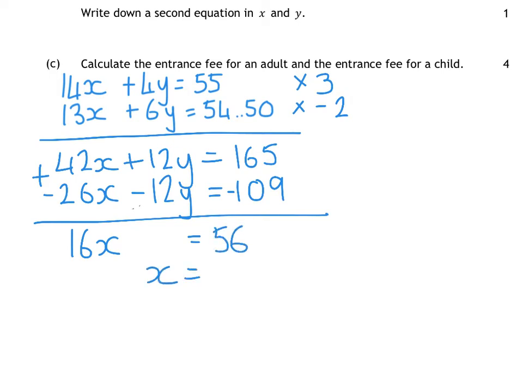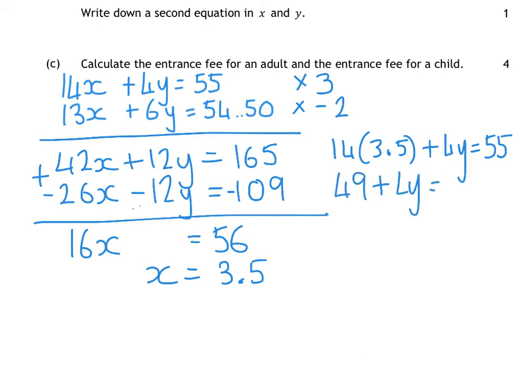Divide 56 by 16, and you get 3.5. Now normally you think, oh, wait a minute, a decimal, we don't like those, but 3.5 is an alright decimal, and in the context of the question we're looking for the price of an adult, so that would be £3.50, so that's okay. Now you've got x, you sub that into one of the equations. I'm going to use the top one. So I'm going to do 14 times 3.5 plus 4y equals 55. Multiply that by 14, that gives me 49. Plus 4y is 55. Move the 49 over, so that gives me 55 take away 49 is 6. 6 divided by 4 is 1.5.